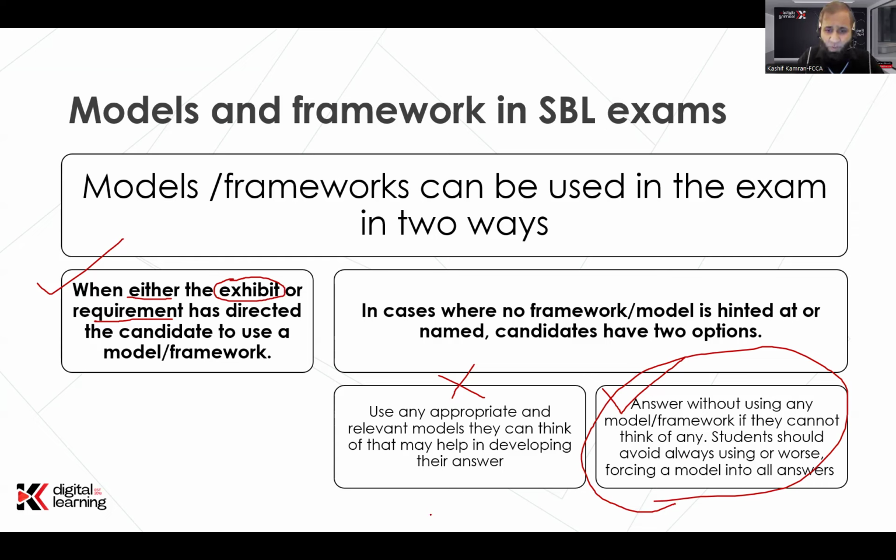Is everyone clear with this analysis? Will this largely help you in the upcoming March 25 exams? Will you be reading the requirement and the exhibits carefully, all of you? Is everyone sound and clear?